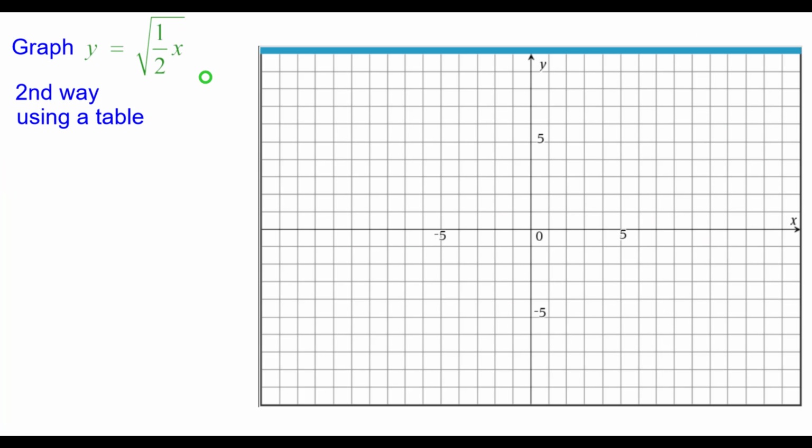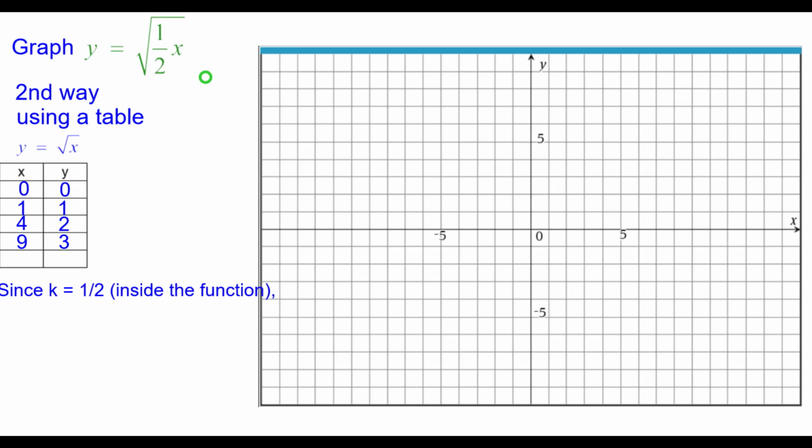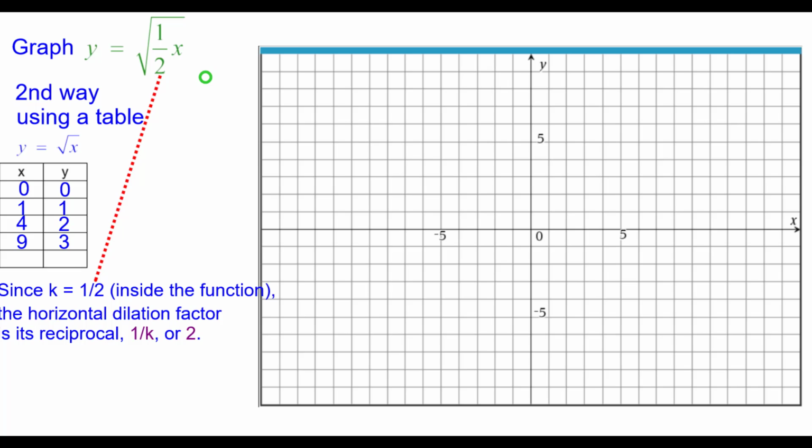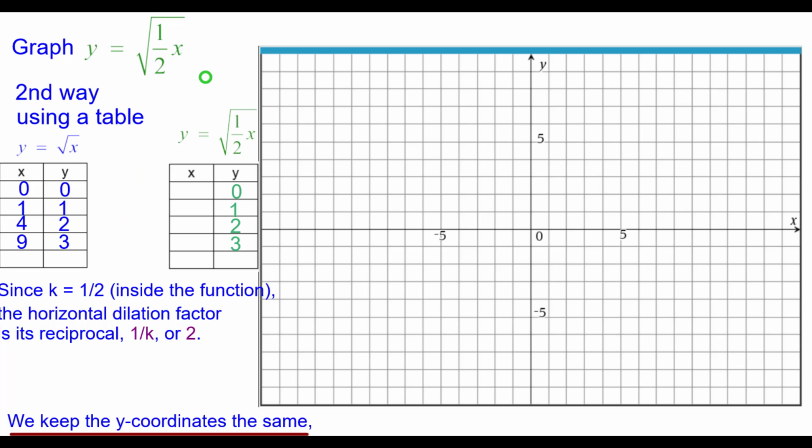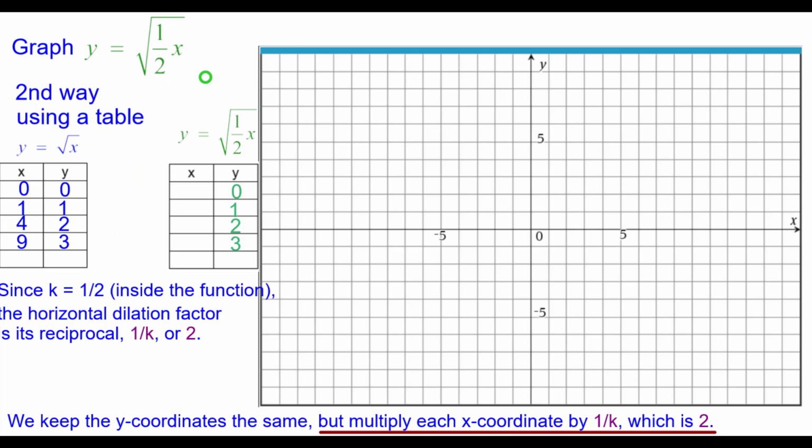The second way, using a table, this is our normal square root table values. Since k equals 1/2 inside the function, the horizontal dilation factor is its reciprocal, which is 2. So we keep the y coordinates the same, but we multiply each x coordinate by the reciprocal of k, which in this case is the value 2. So 0 times 2 is 0, and we plot the origin.